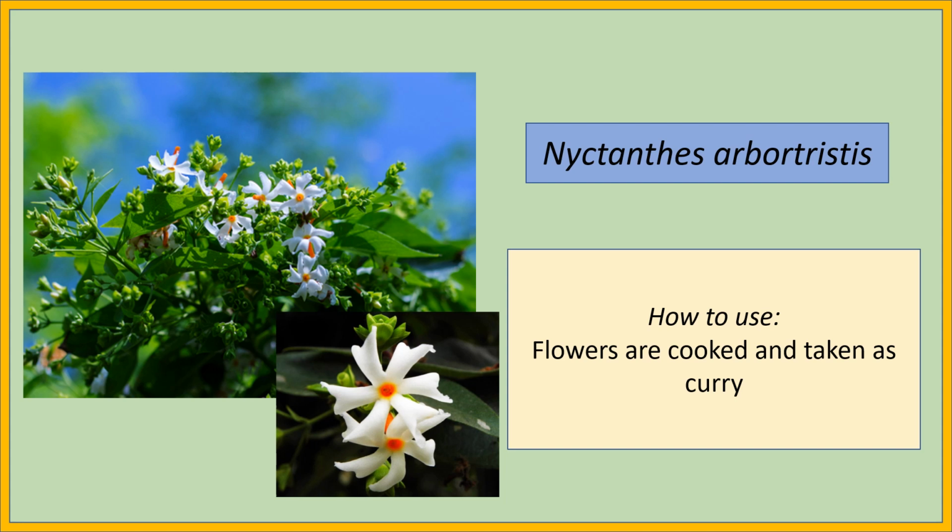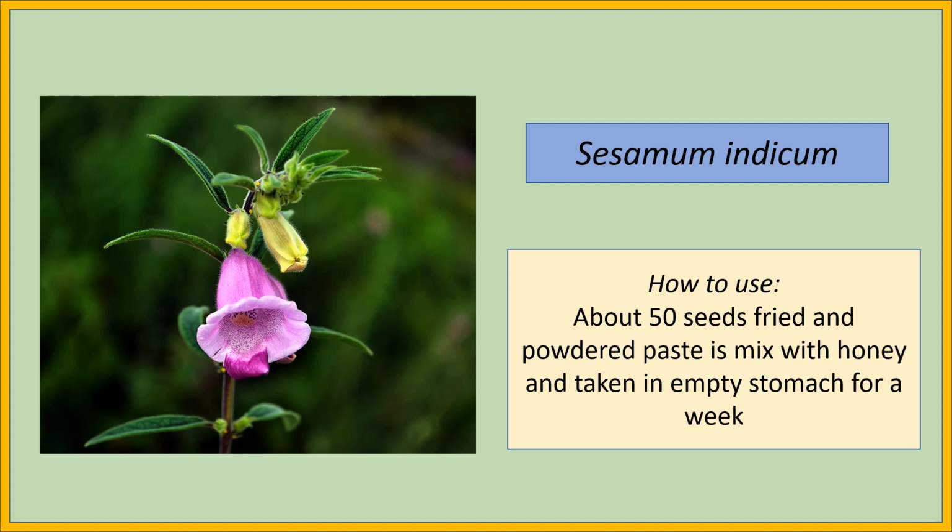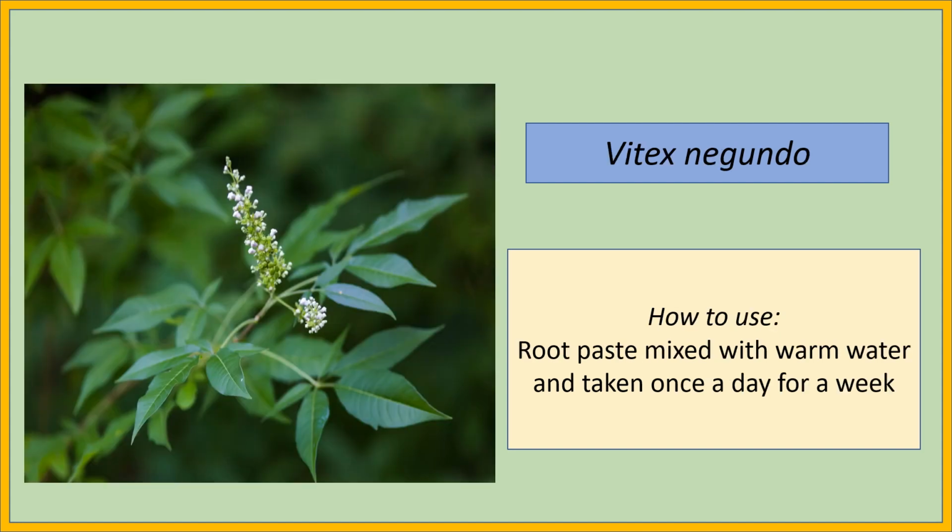Apart from this, the leaf is a very important anti-malarial agent. So this is an important medicinal plant. Okay, this is Sesamum indicum or sesame plant. About 50 sesame seeds are taken. You can roast them, powder them, mix with honey and take on an empty stomach. A good way to get rid of it.